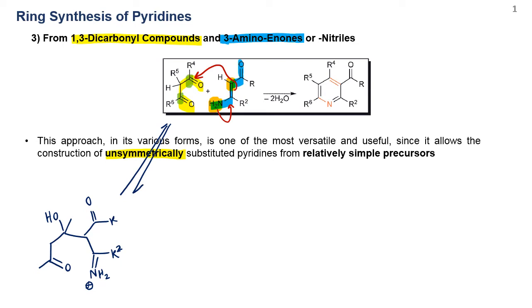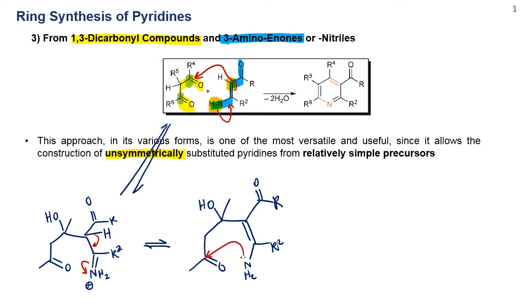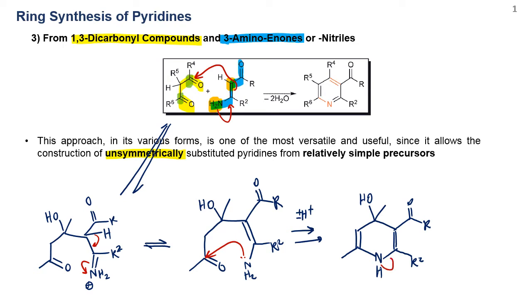I will leave the R group out. Okay, and from here, this can tautomerize back to the enamine. And this enamine can use the lone pair to attack here. And now you are going to form another enamine after you tautomerize. And from here, you can lose a molecule of water to generate the pyridine.